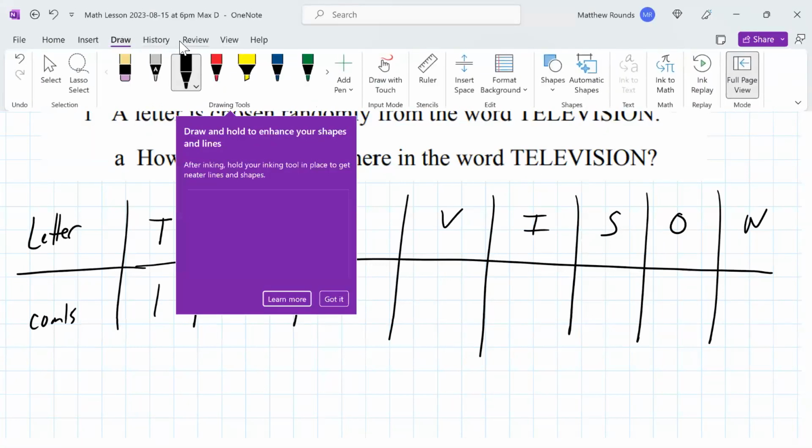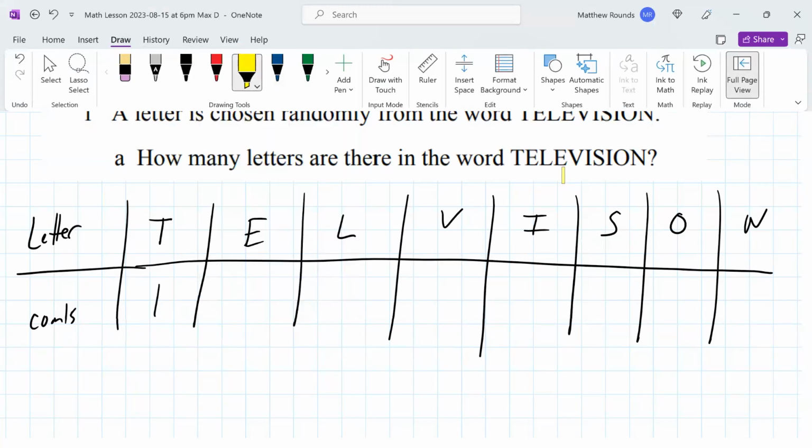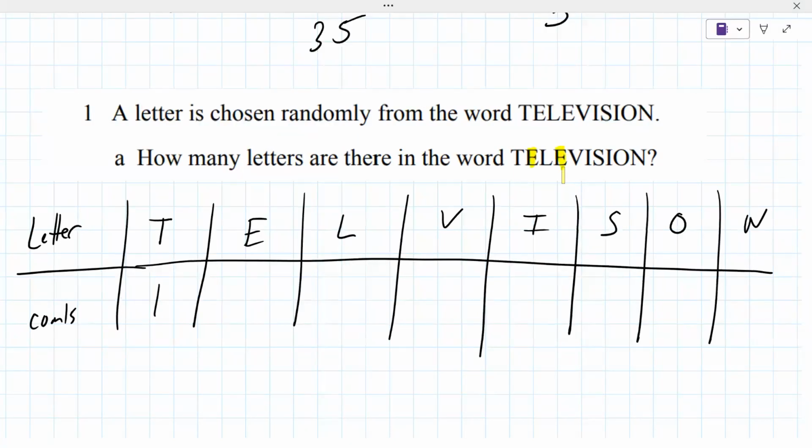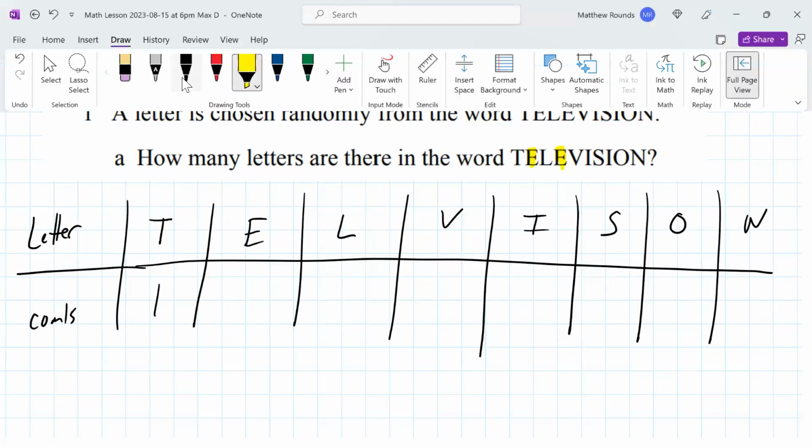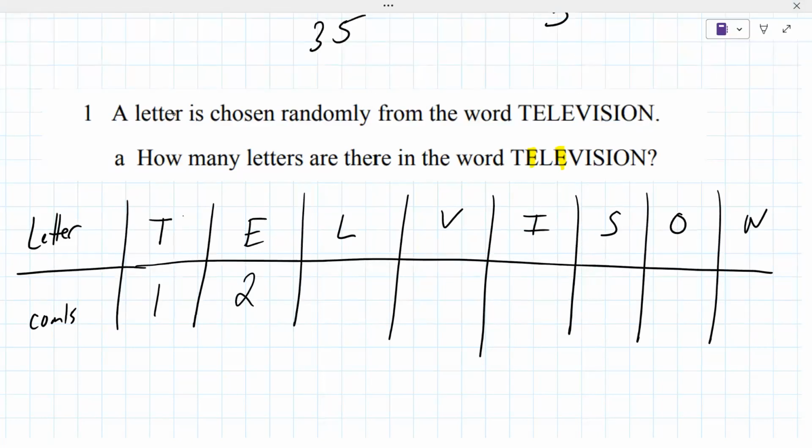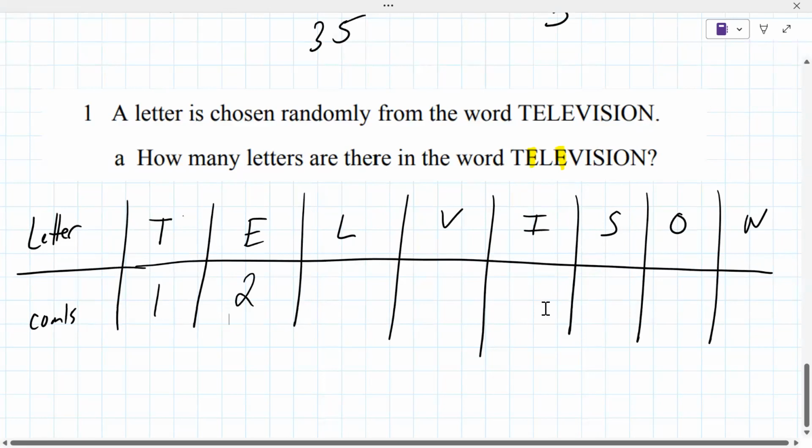Let me highlight it. Like in the act, not in the diagram? No, in the word. Oh, okay. So there's 2 E's. Okay, so now don't give me any more letters. Don't give me any more numbers. I want you to finish this table off and then tell me.